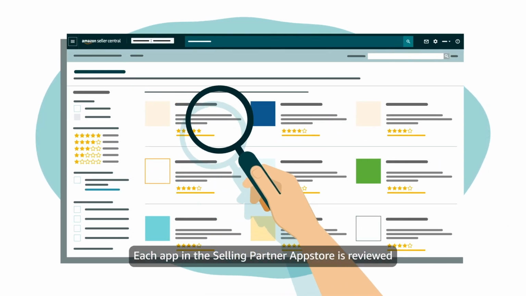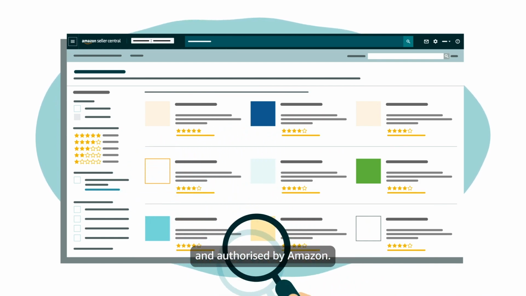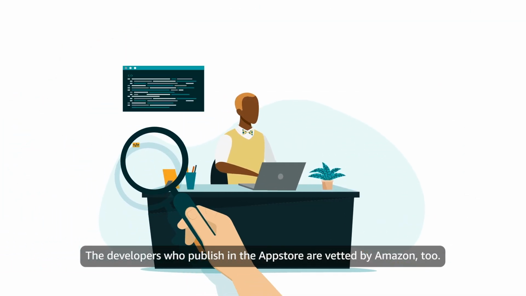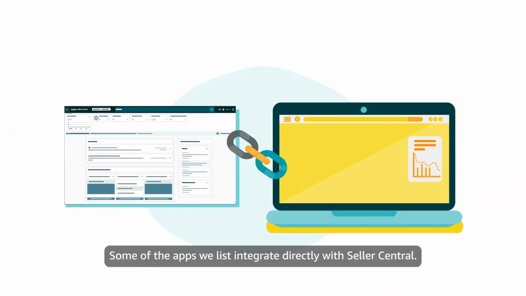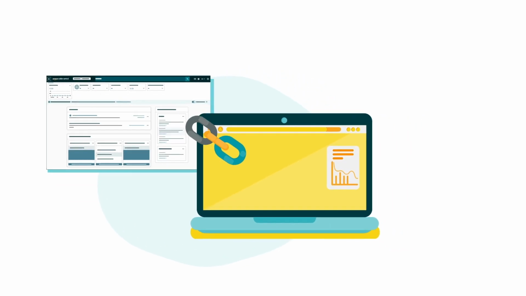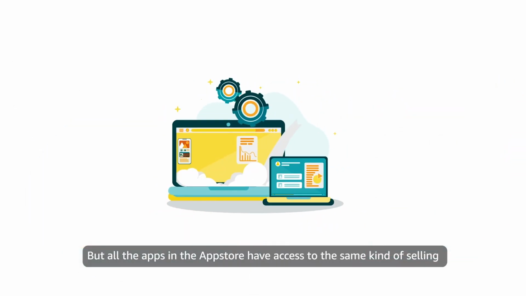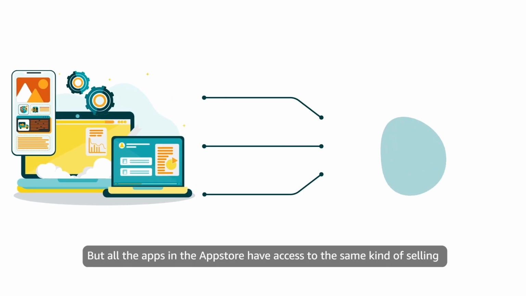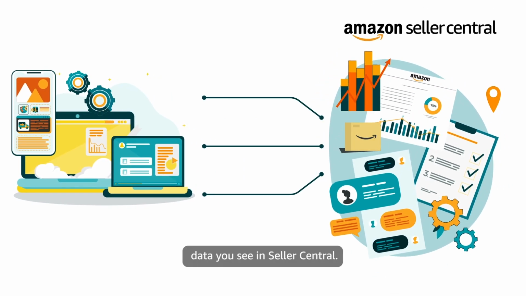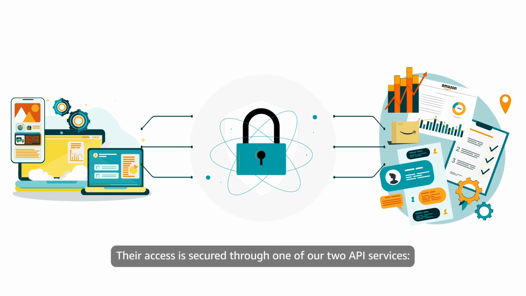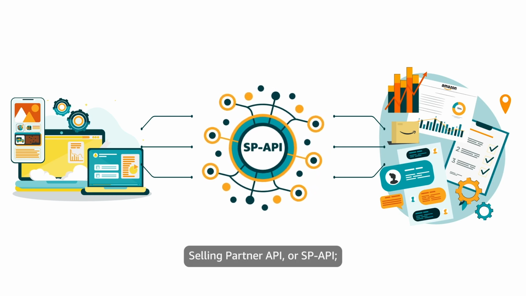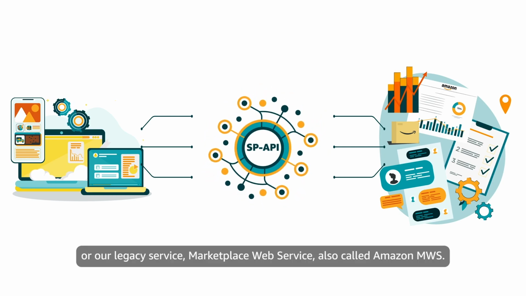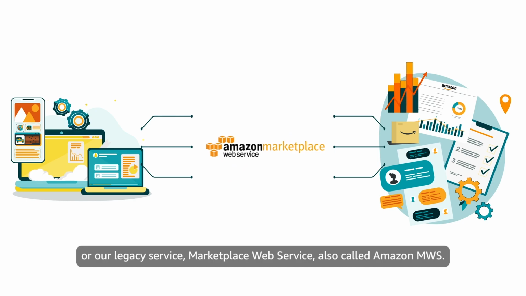Each app in the Selling Partner App Store is reviewed and authorized by Amazon. The developers who publish in the App Store are vetted by Amazon too. Some of the apps we list integrate directly with Seller Central. Others are standalone, but all the apps in the App Store have access to the same kind of selling data you see in Seller Central. Their access is secured through one of our two API services, Selling Partner API, or SP-API, or our legacy service, Marketplace Web Service, also called Amazon MWS.